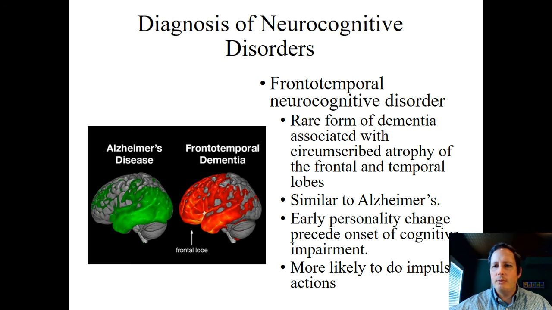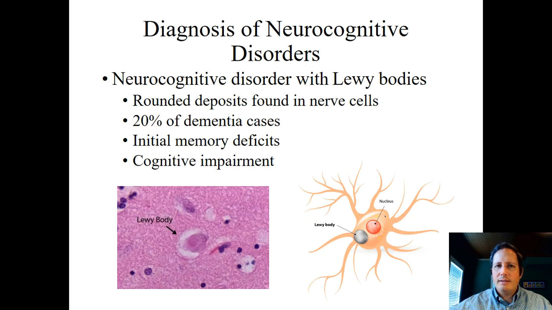Alzheimer's is the most common form of dementia or neurocognitive disorder. And the second most common is something called neurocognitive disorder with Lewy bodies. This is something that has just really recently started venturing into textbooks. And so what you see here, and I've got a couple photos, the one on the right is an illustration which shows the Lewy body. And the Lewy body is just a rounded deposit that is found in the nerve cell. Obviously, it impedes its effectiveness in being able to put out signals. And roughly about 20% of all dementia cases fall into this neurocognitive disorder with Lewy bodies.